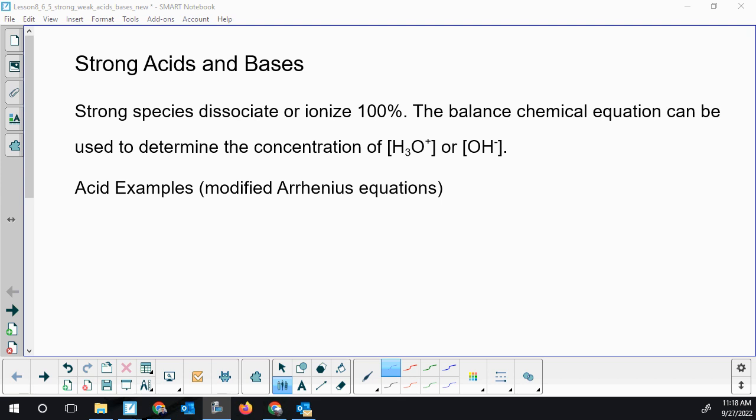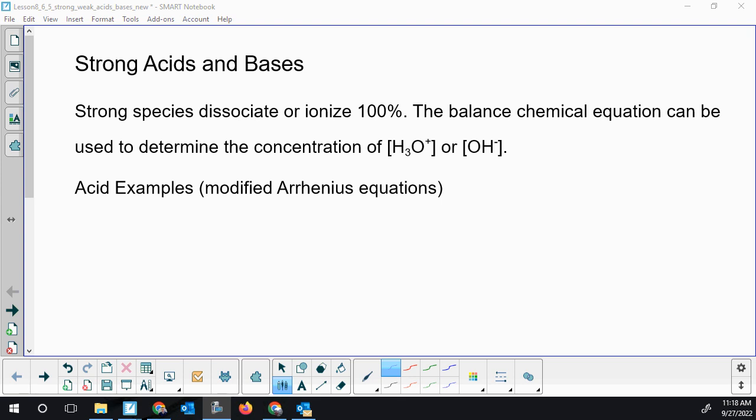So we're going to talk about strong acids and bases on this first slide. We'll talk about weak on the next. And then on the last slide, I'm going to use the Alberta 2030 data booklet to connect weak and strong and where they are in your data booklet and how you can make predictions.